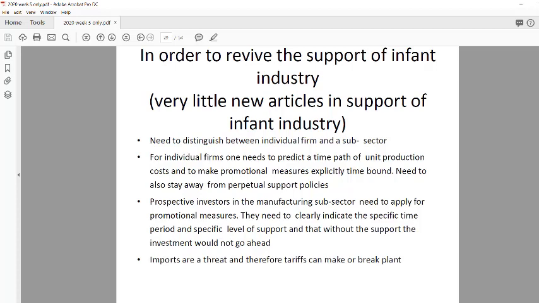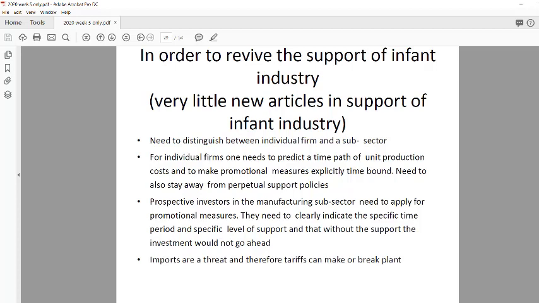And then from an investor's type of view, they're more interested in the whole sector, not just the firm. Basically, all the firms in the sector. So when they're looking at the manufacturing subsector, and they are looking to invest, they want to apply the promotional measures for the whole sector. And for the same thing in here, you will find that they also have to have a specific time period and a specific level of support that they want to have in place. Otherwise, they are not looking to invest in this market.